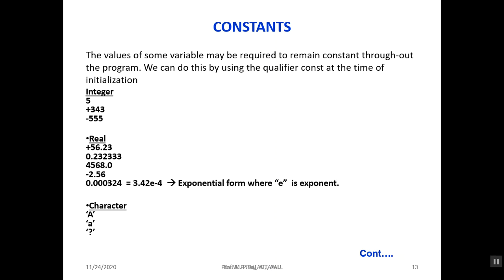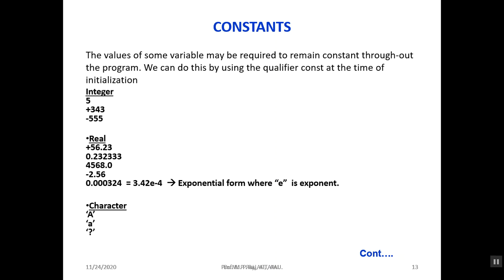So each and everything in the computer is represented in terms of numbers only. Now we have certain types of constants, or 4 types of constants specifically. The values of some variables may be required to remain constant. We don't know what a variable is yet, so we'll first see variables and then come to constants.